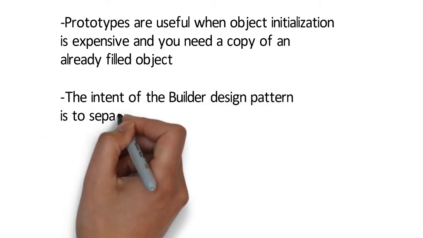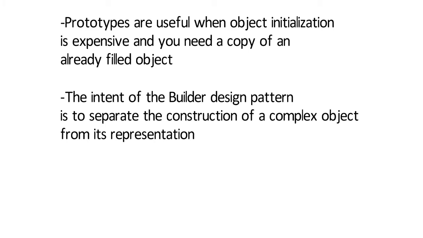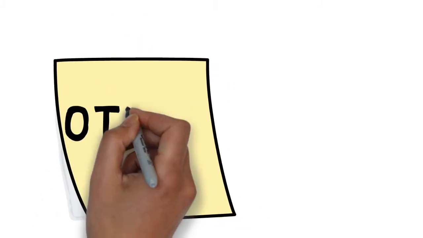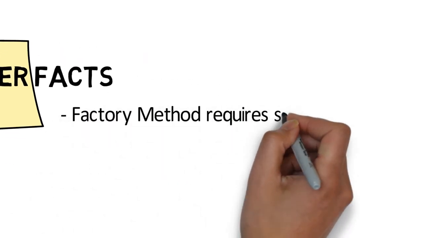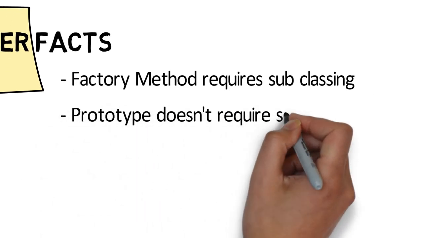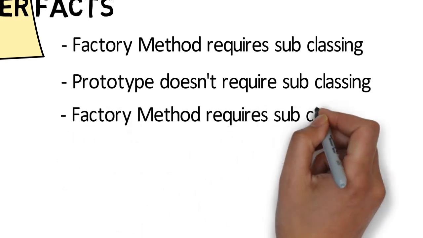The inherent intent of the builder design pattern is to separate the construction of a complex object from its representation. Now let's consider other facts. Now, factory method requires subclassing, while the prototype doesn't require any subclassing, and builder design pattern also requires subclassing.